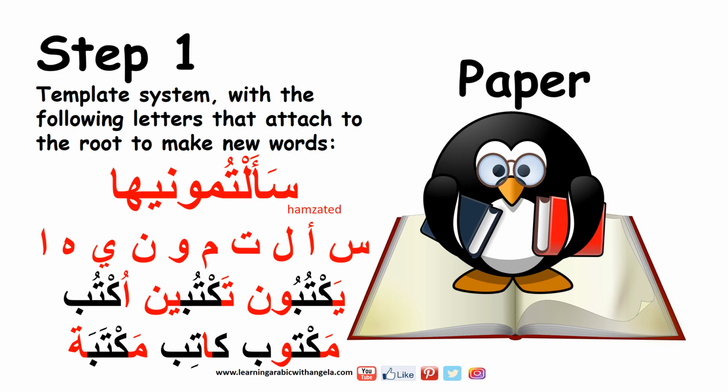The template system allows certain letters to attach to the root to make the new words. These letters are gathered in one word, and that is سألتمونيها. The sin, Alif, Lam, Ta, Mim, Waow, Noun, Ya, Ha, Alif. For example, if you look at the following words, you can see in red the additional letters.